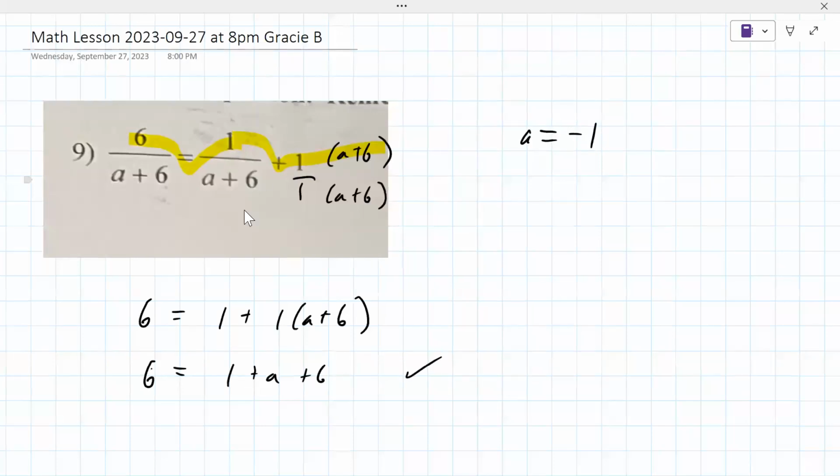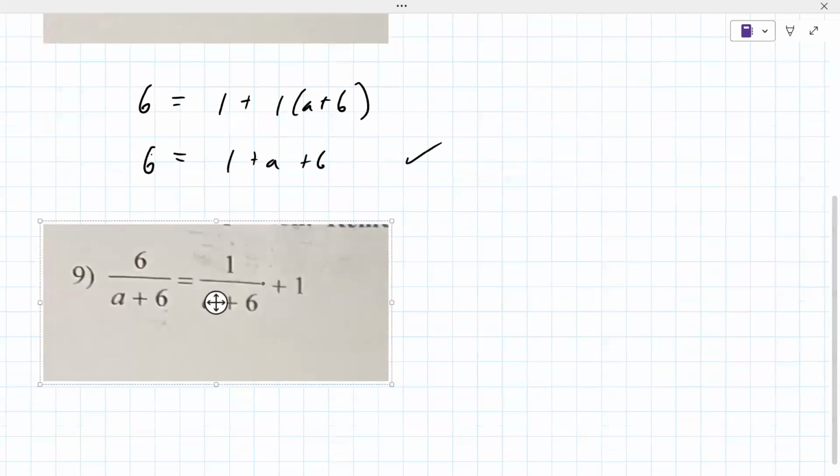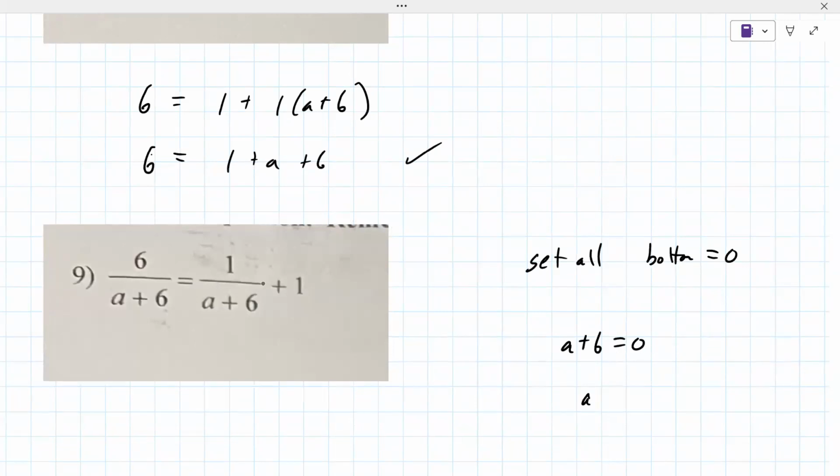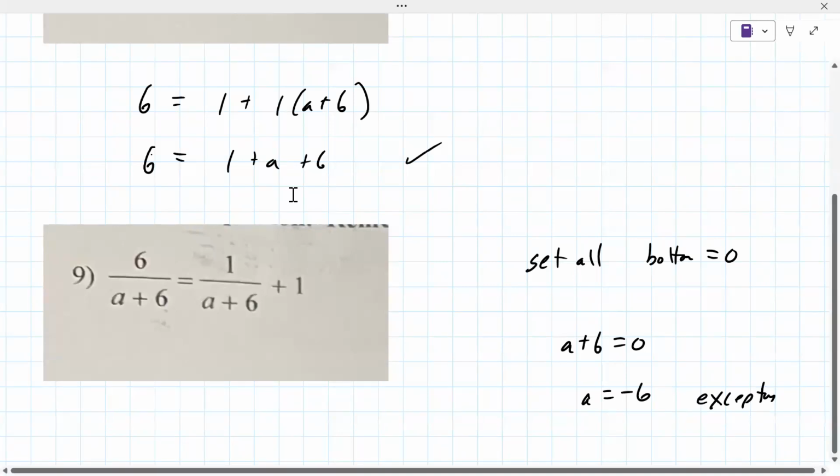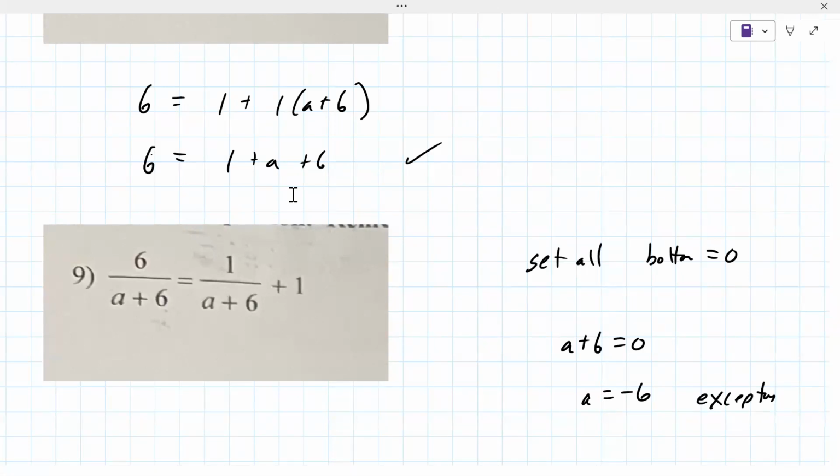Very good. Okay. Now it says to check for extraneous solutions. We actually want to do that from the beginning. So let me show you what that means. You set all bottoms equal to 0. So a+6 equals 0, a equals -6. These are exceptions. All right, so because you didn't get that, you're okay, basically.